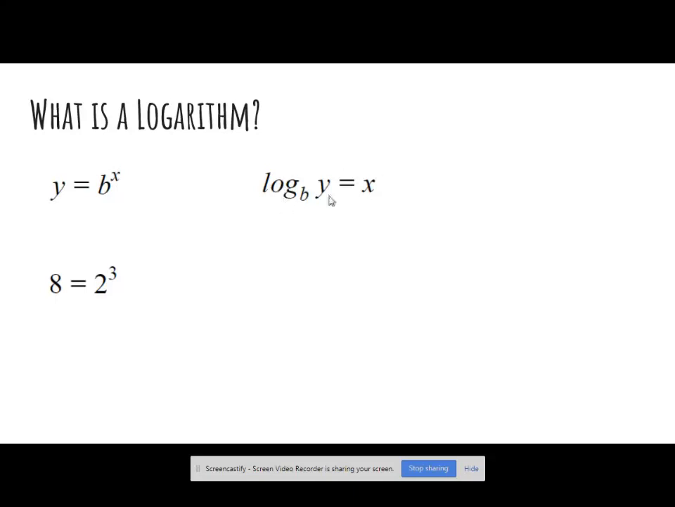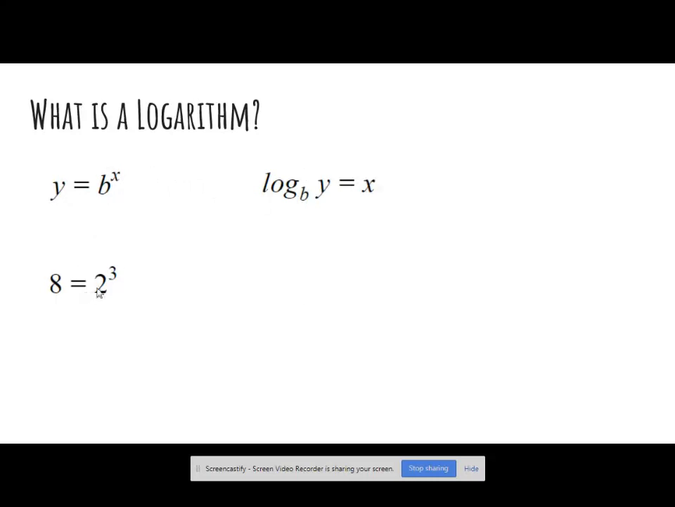The way this is written is the base of the exponent becomes the base of the logarithm. And then just like with inverse functions, we flip-flop the domain and the range. The domain was x here, the domain here is y. The range was y here, the range now is x. So we take the base of the exponent, that becomes the base of the logarithm. And then we take the domain and the range, the x and the y, and we flip-flop them.